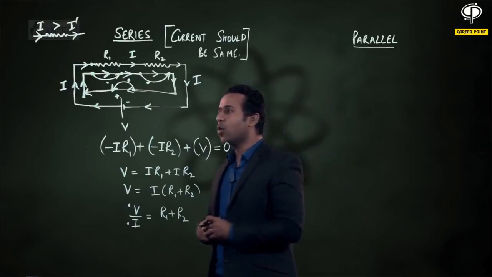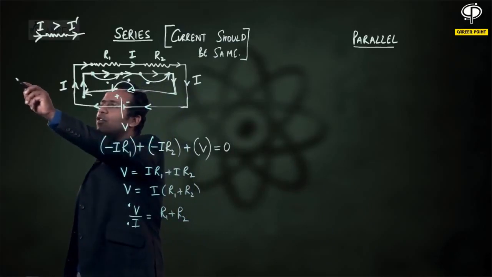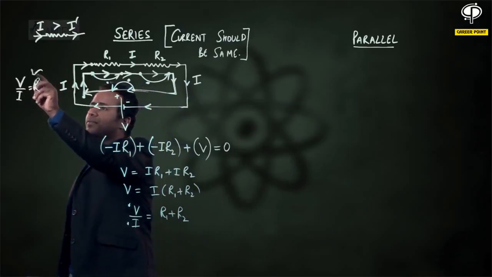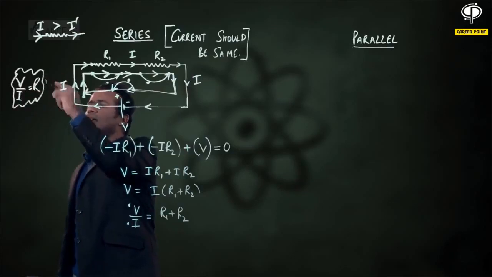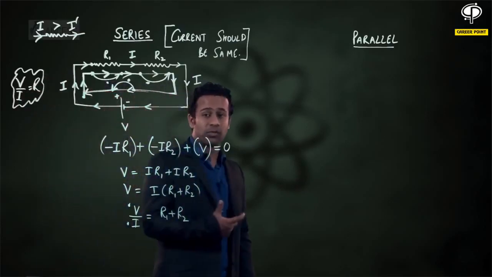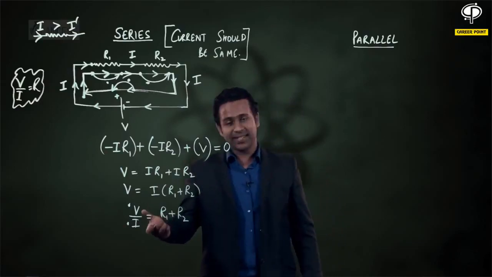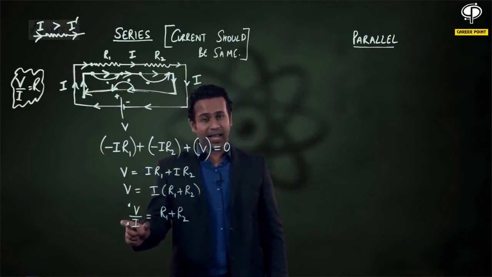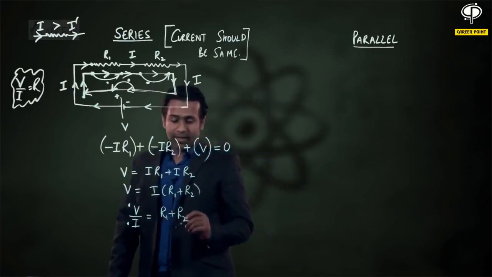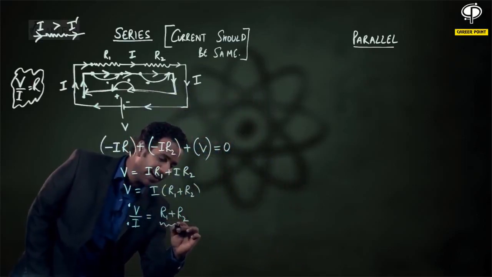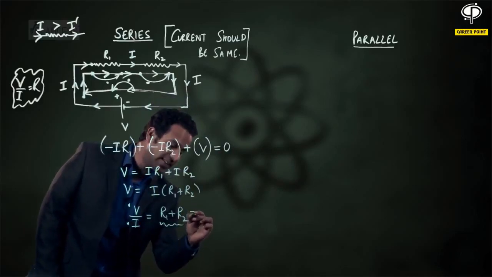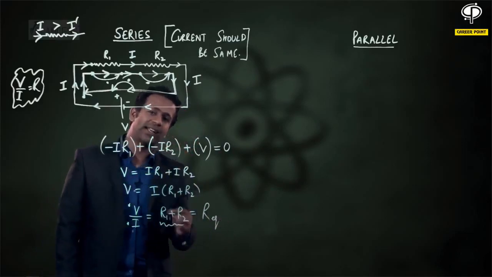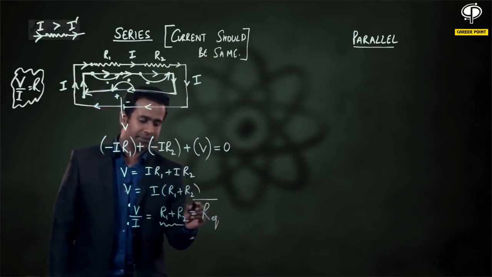If you compare it to Ohm's law, we know that V by I should be equal to R. This is given by Ohm's law. So, in this case, if V is the total potential difference and I is the total current, then this value that we are getting is basically the effective or the equivalent resistance of this circuit.